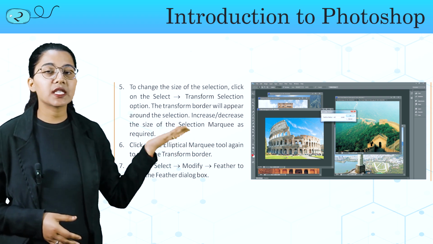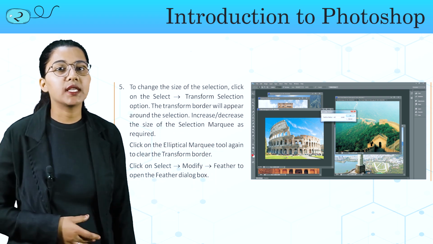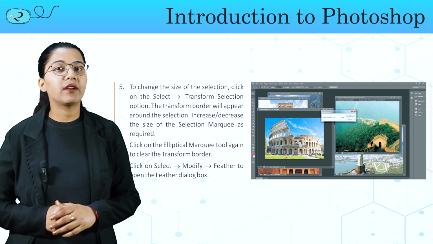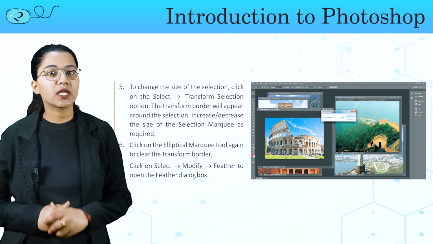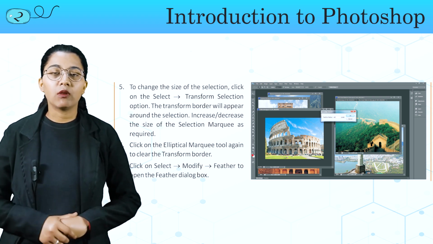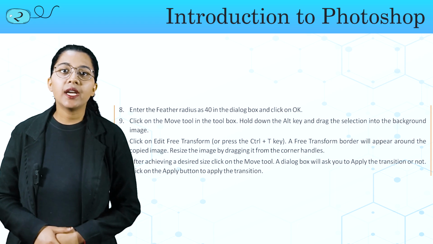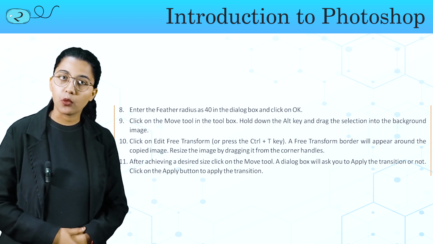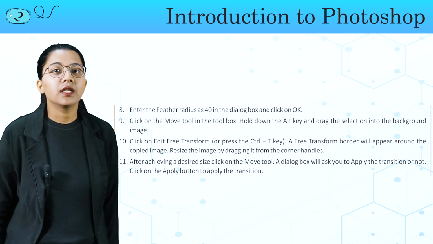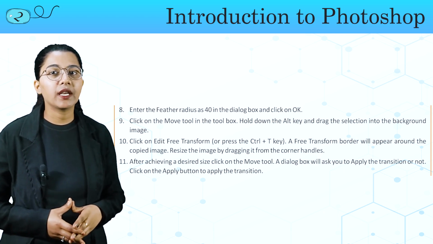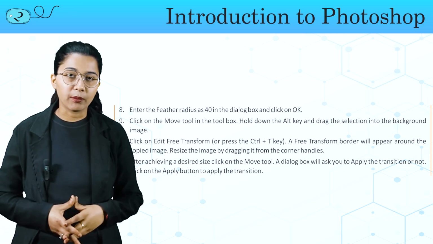You can see the interface along with the steps. 6th, click on the Elliptical Marquee tool again to clear the transform border. 7. Click on Select, then Modify, then Feather to open the Feather dialog box. 8. Enter the feather radius as 40 in the dialog box and click on OK. 9. Click on the Move tool in the toolbox. Hold down the Alt key and drag the selection into the background image.